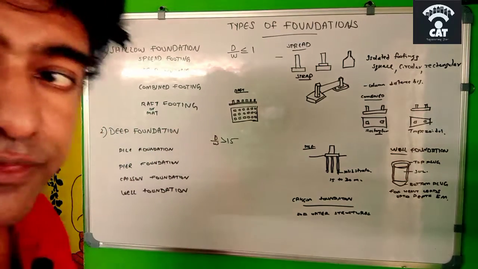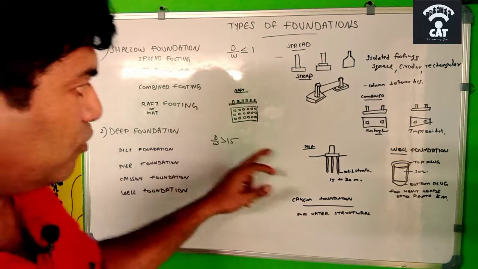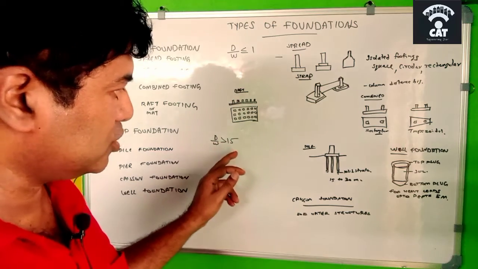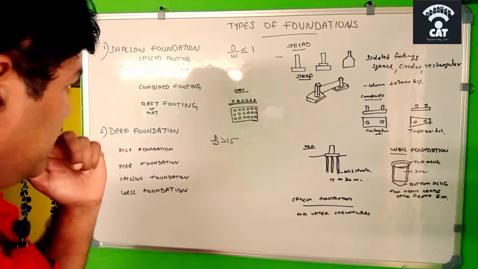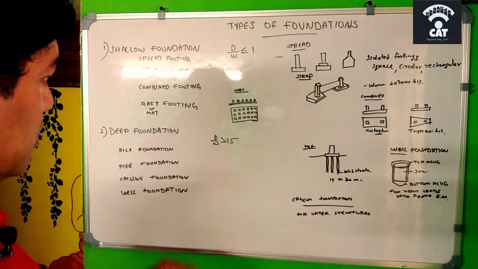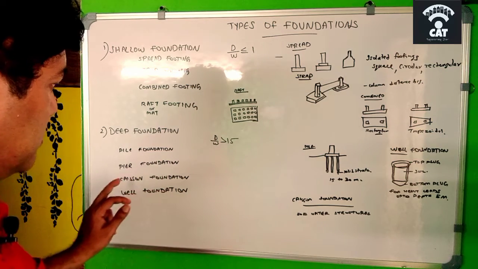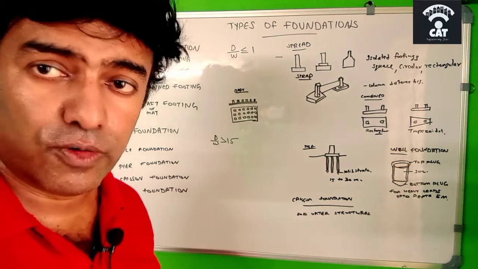So now comes the deep foundation part. Like I said before, the depth of the foundation divided by the width of the foundation should be greater than 15. Then it is called deep foundation. And in the deep foundation, we can go for pile foundation, pier foundation, caisson foundation, and well foundation. Usually we all see the pile foundation.